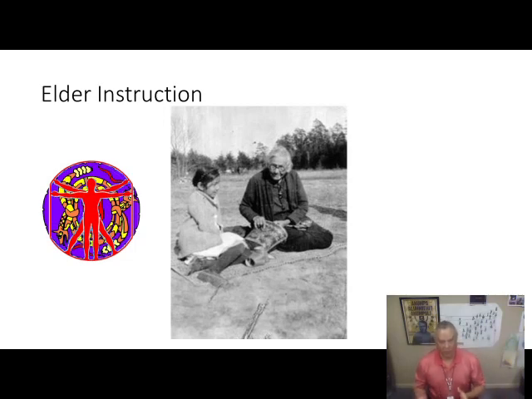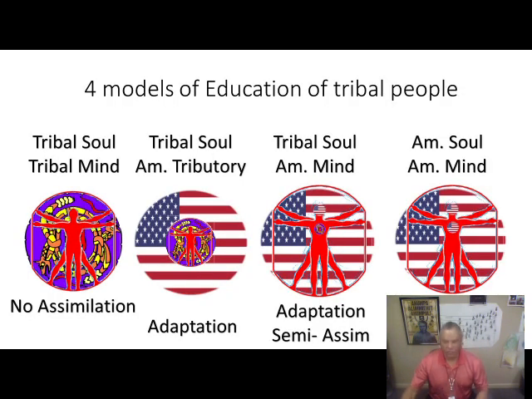We know for quite a long time that tribes educated children mainly through elder instruction, the elders' interaction with them, teaching them how to raise crops, how to sow, things along that nature. So there's four models of education that tribal people encountered in this country. And one is the no assimilation of tribe, continuing to do the elder type thing.